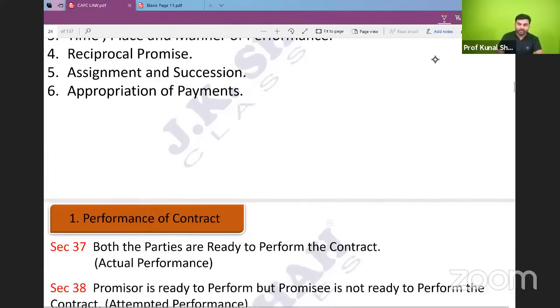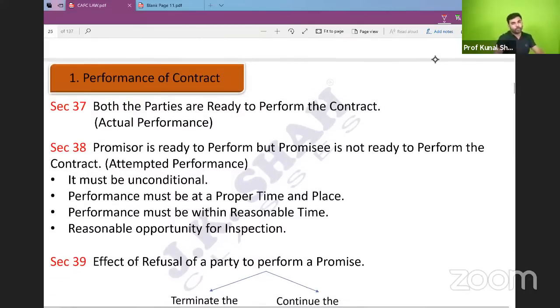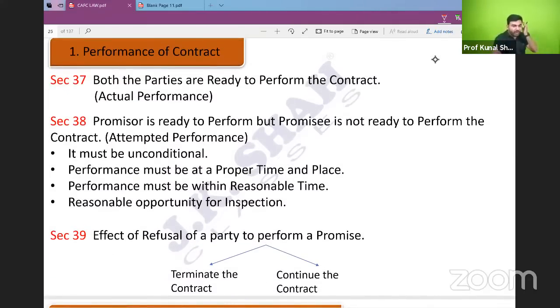Let us look at the very first point, performance of a contract. Whenever I talk about performance of a contract, I'm actually talking about section number 37, 38, 39. So henceforth, whenever I say the words performance of a contract, the very first thing which is going to run in your mind is section number 37, 38, 39.